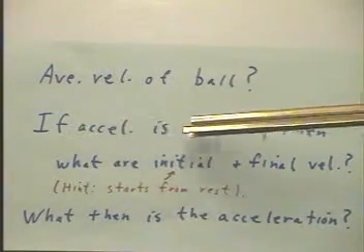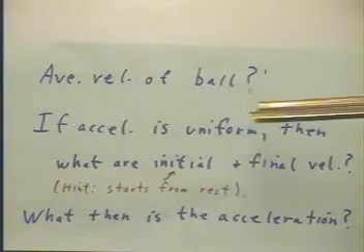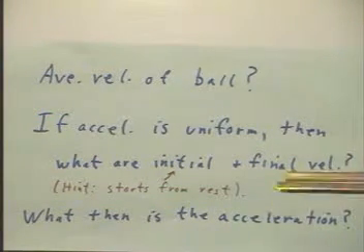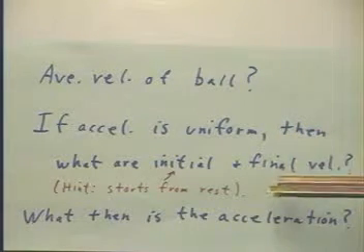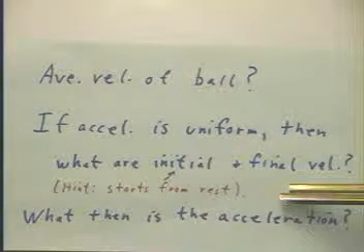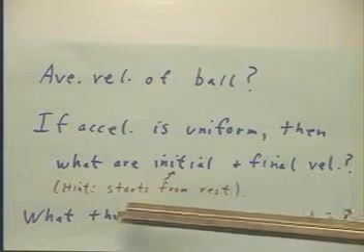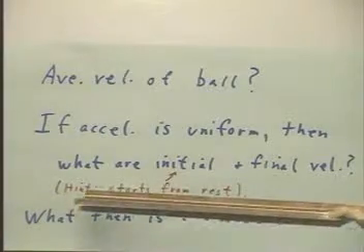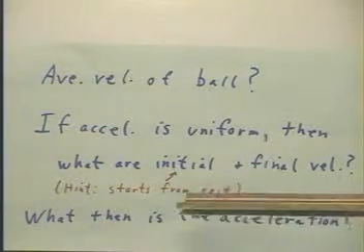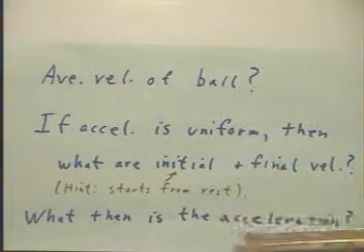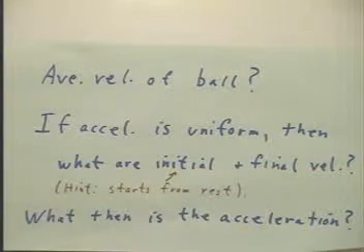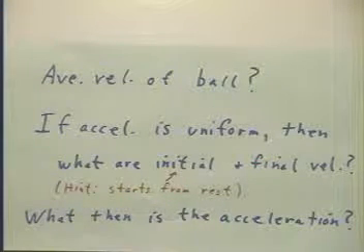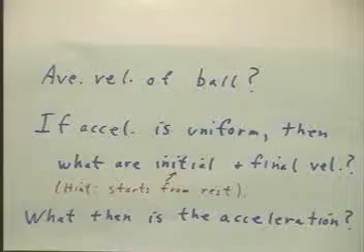If the acceleration is uniform, that means, of course, that a graph of velocity versus time would be a straight line. Then, how could we determine the initial and final velocities of the ball? We have a hint here. The ball starts from rest. You might or might not be able to read that, but that's what the hint says. The ball starts from rest, and that ought to give you a hint about the initial velocity. And then finally, what then must be the acceleration of the ball as it travels down the ramp?